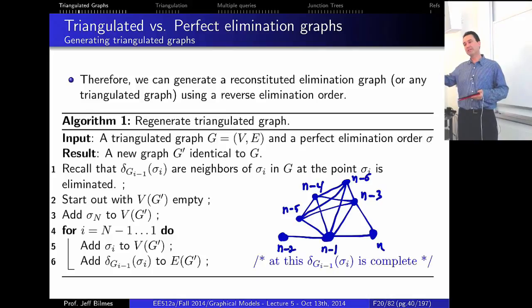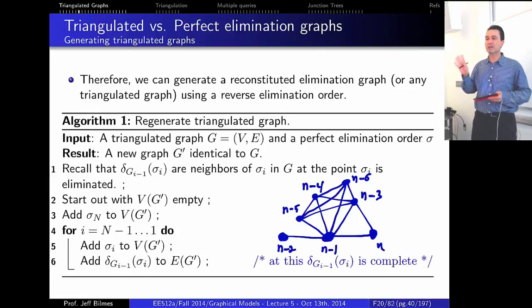If you run it backwards, what's happening is you add the n minus kth node, and then you connect it to the set of neighbors that it had at the time it was eliminated. Necessarily, in this reconstituted graph, those neighbors are going to be complete. So when I ran this backwards, I connected n minus 3 to n and n minus 1. I could have connected it to any complete set.